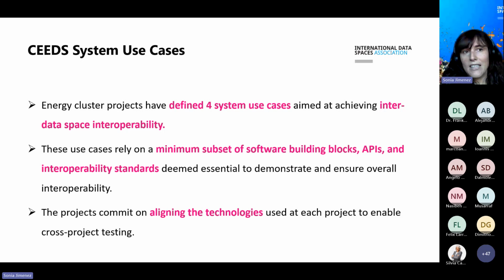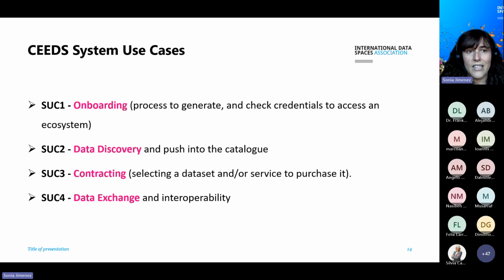Now I'll briefly explain the system use cases and why they are important. As I said, we need to achieve this inter-dataspace interoperability, and we need to really make it happen. So we need to prove that not only are we describing a reference architecture, but we are defining exactly how this interoperability is achieved. That's why we define 4 system use cases. Here we rely on a minimum subset of software building blocks, APIs and interoperability standards, and the projects also commit to aligning their technologies and their reference architectures.